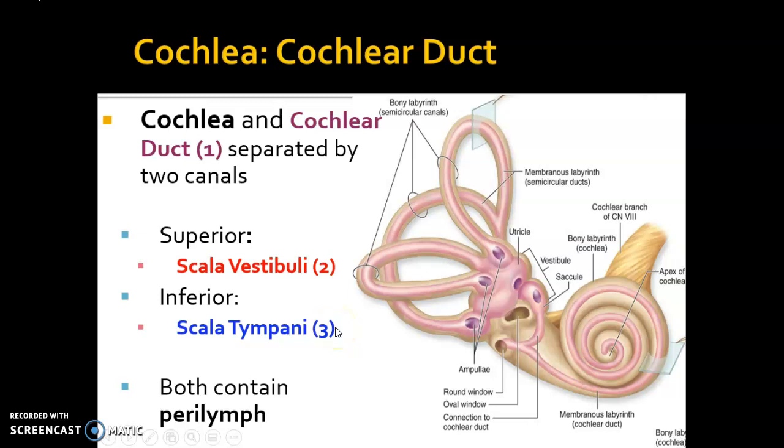All right, class. So here we see the cochlea, which is like a snail-like structure, and inside the pink tube-like structure is the cochlear duct. And as I mentioned, the cochlea and the cochlear duct are separated by two canals. Superiorly, we have scala vestibuli, and inferiorly, we have scala tympani. And both scala vestibuli and scala tympani contain perilymph. So let's take a look.